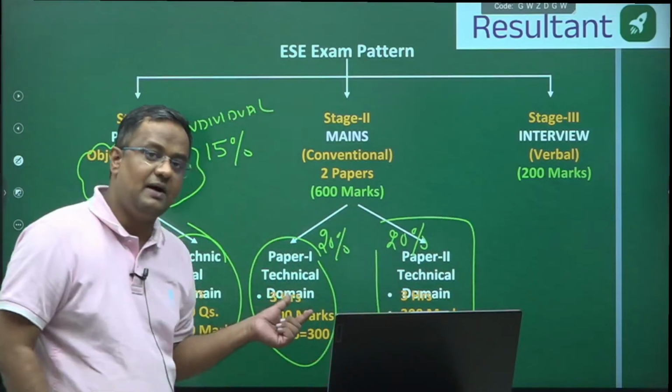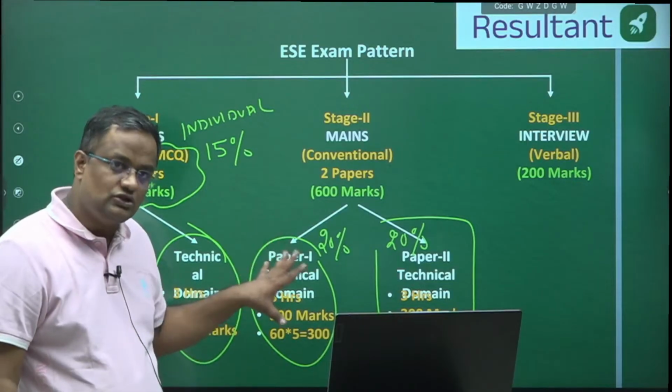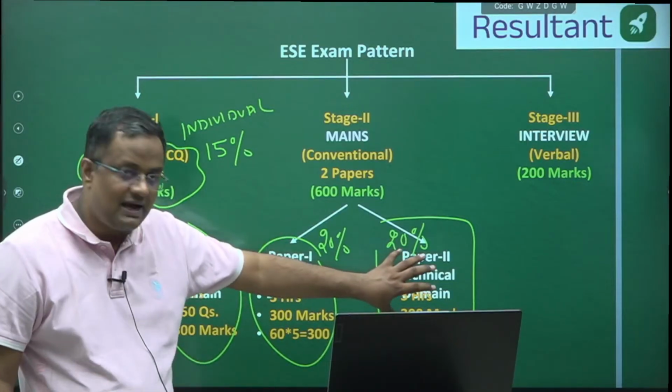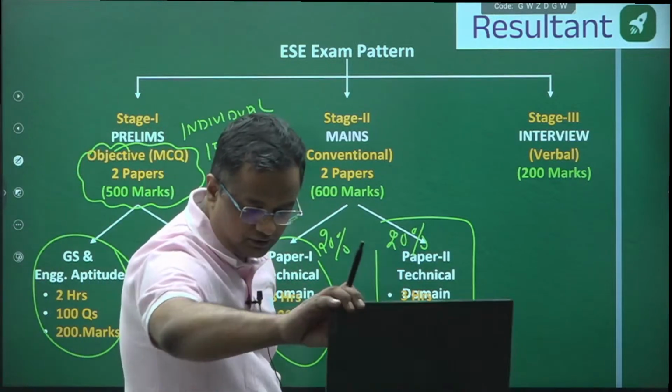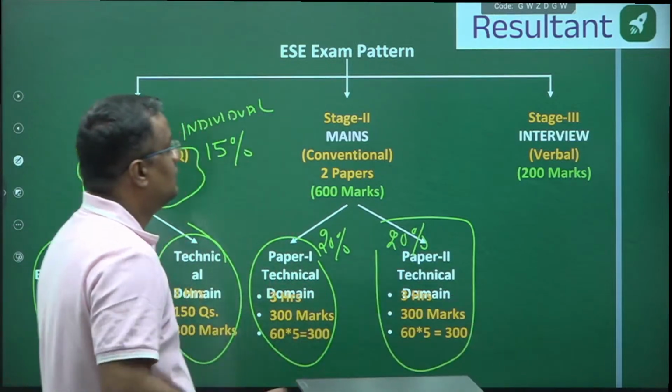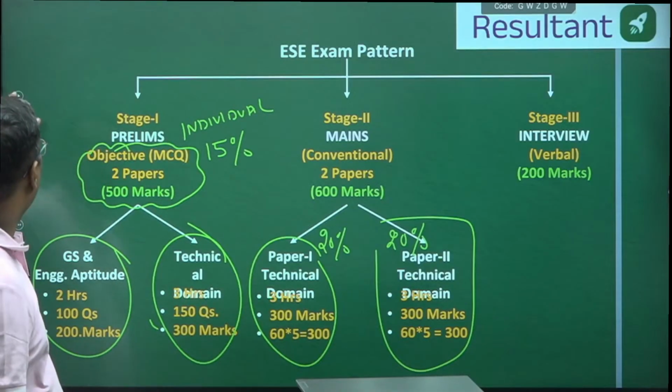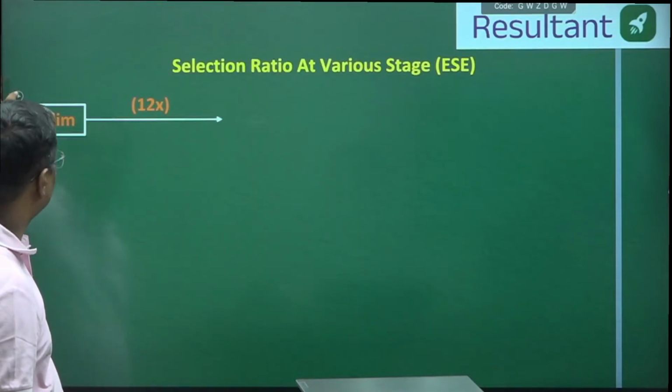Out of 300 marks, you should be scoring at least 60 marks here, and at least 60 marks here, for the qualifying race. Let me put this down. Okay. Now let me tell you the cutoff for last year.